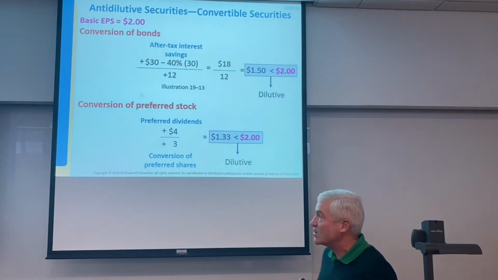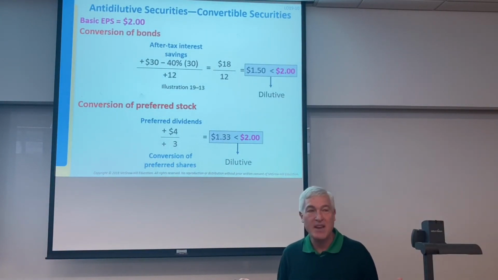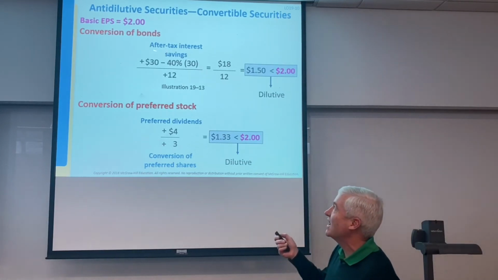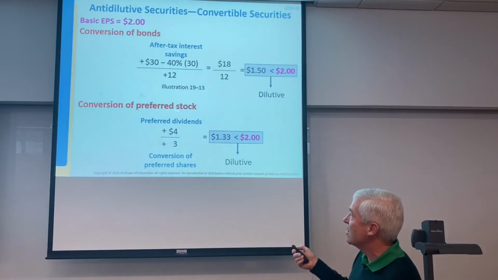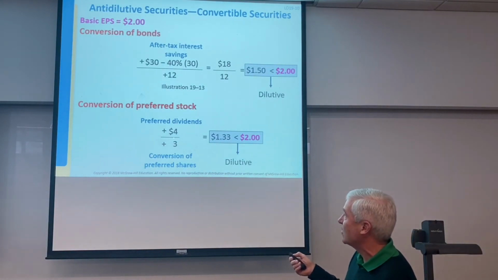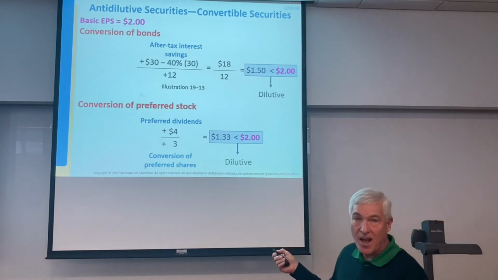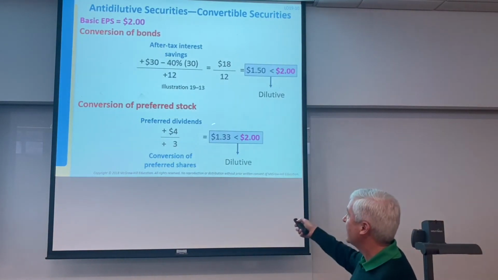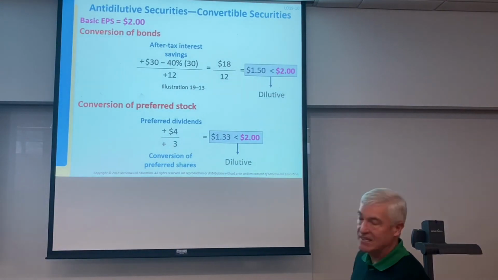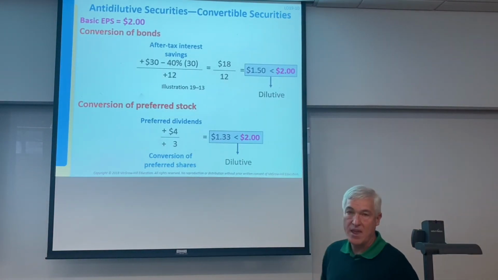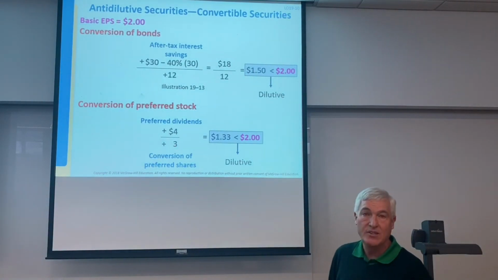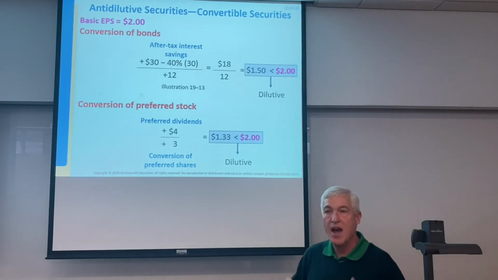And so that's why personally, I know we have to do the basic EPS. I never look at it. I could care less about it. I'm looking at diluted EPS. And here, the preferred stock got converted. We add back the $4 million in preferred dividends, and we add 3 million new shares. And guess what? $1.33 is less than $2 diluted. So we include it. If this calculation, for some reason, ended up being greater than $2, we would exclude that item. We would not include it in the diluted earnings per share calculation.